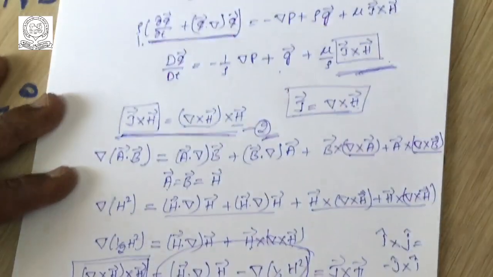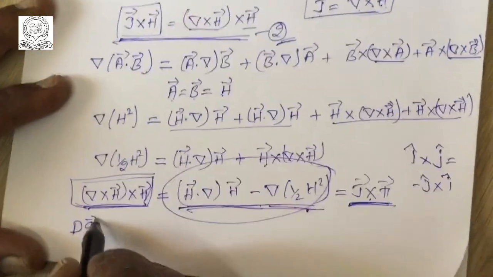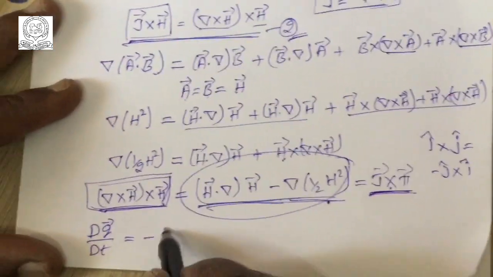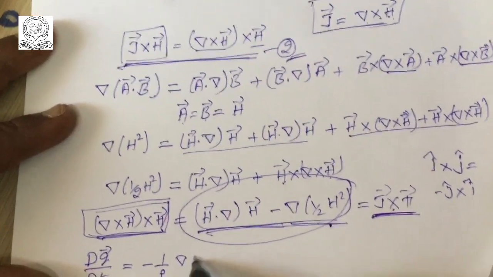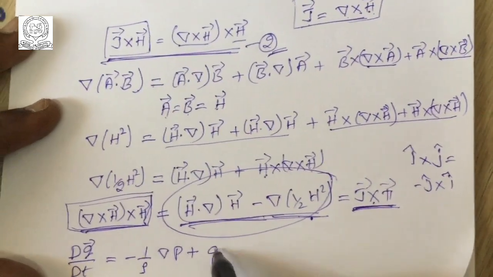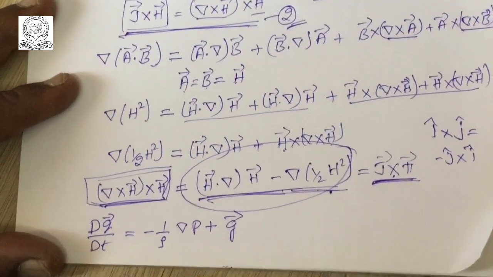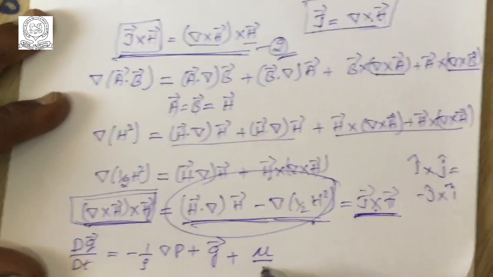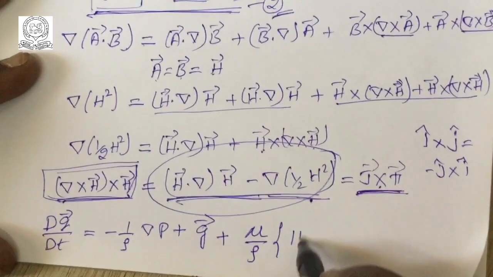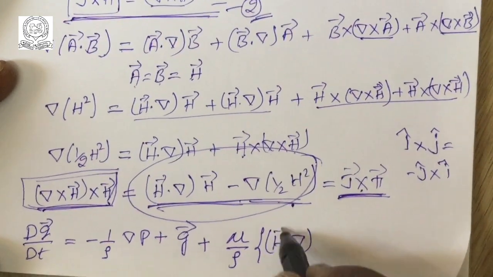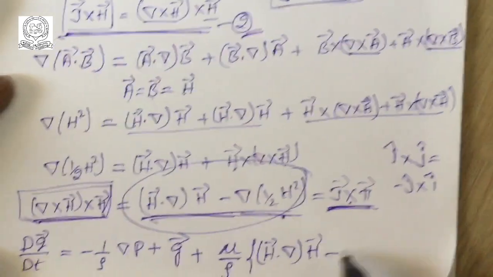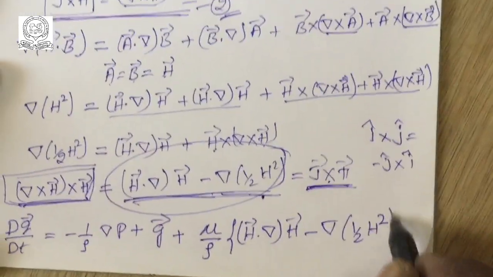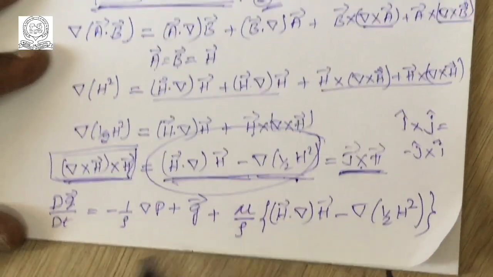Then your equation becomes del Q by del T is equal to minus 1 by rho into gradient of P plus acceleration due to gravity G plus mu by rho into H dot del of H minus gradient of 1 by 2 H square. Okay. Now simplify this equation.